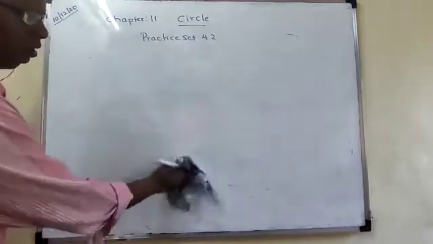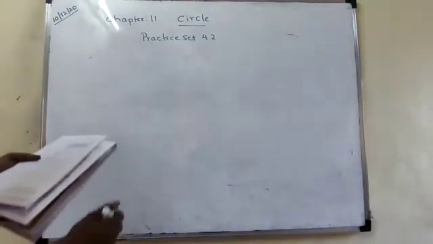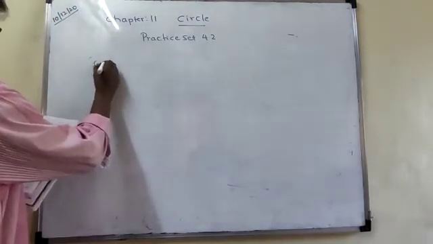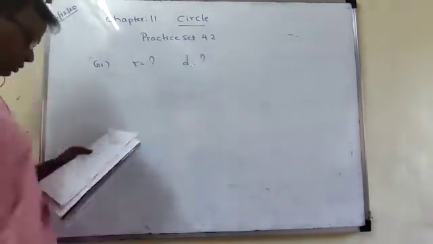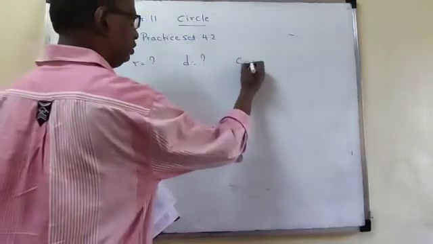We go to the third sum. What is the third question given? Third one. Radius is not given. Diameter also not given. What is given? Circumference is given.